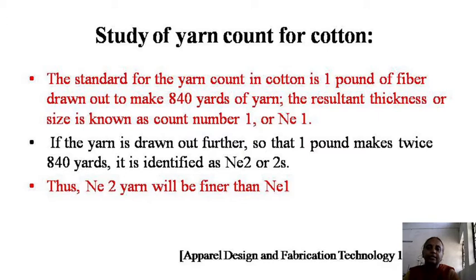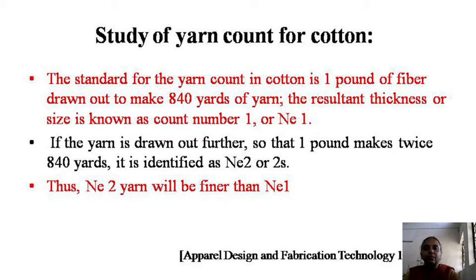It is denoted by NE1. If the yarn is drawn out further so that 1 pound makes twice 840 yards, it is defined as NE2, or 2s. If 1 pound is drawn out to 840 yards, it is NE1.